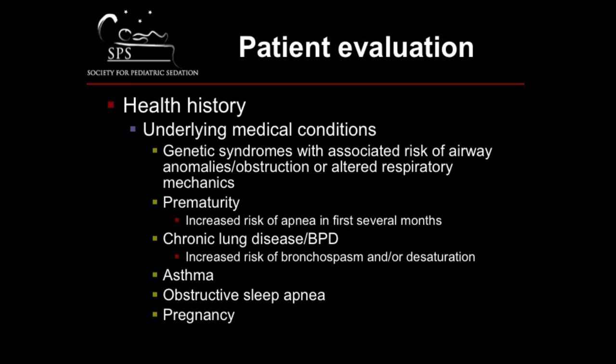For example, trisomy 21 is associated with macroglossia and poor upper airway tone. Goldenhar syndrome is associated with an inability to fully open the mouth and successfully endotracheally intubate via direct laryngoscopy. Tuberous sclerosis patients, especially infants, may have intracardiac rhabdomyomas associated with potential obstruction of the left ventricular outflow tract.